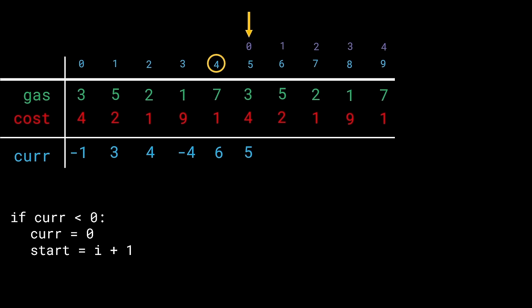What happens when you go to the next one? We do 5 plus 5 minus 2, giving us 8. Then we do 8 plus 2 minus 1, giving us 9. Then we do 9 plus 1 minus 9, giving us 1. And finally, we'll do 1 plus 7. Oh, wait. As soon as we go to the next station, I want you to realize something. Look at that. We have reached the station number 4.